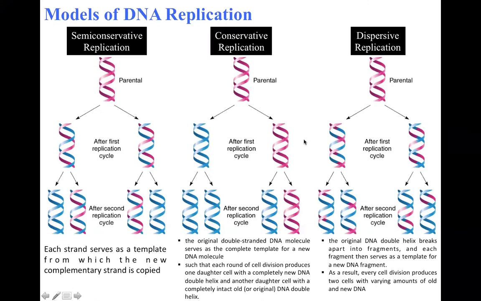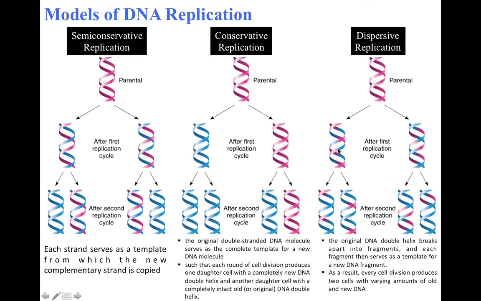And the third model of DNA replication is dispersive replication. In this case, the original DNA's double helical structure will break apart into fragments, and each fragment then serves as the template for a new DNA fragment. Dispersive replication means both the 5 prime to 3 prime and 3 prime to 5 prime strands will break, and these strands will serve as templates for the synthesis of new DNA. Because of this, at each round of cell division, two cells with varying amounts of old and new DNA will be formed. So these are the two daughter cells. Each cell will have a mixture of newly synthesized and old DNA strands.